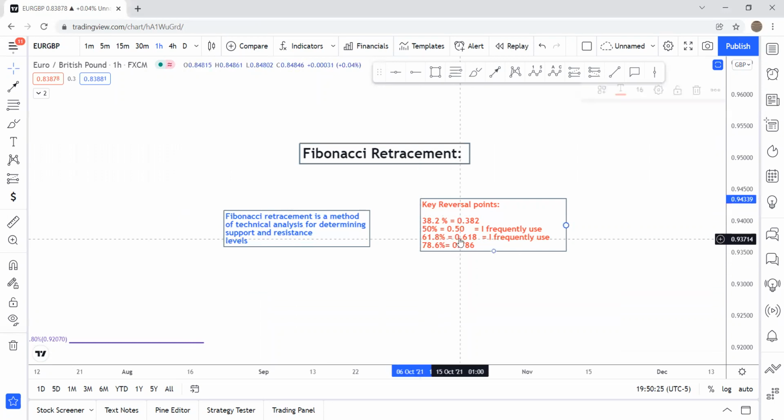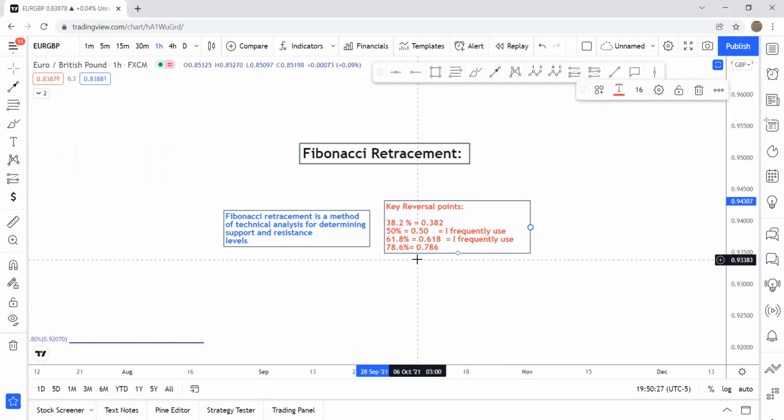Over here, I have some key reversal points. You guys can screenshot this. We have the 38%, or 0.382, 50%, 0.5, 61.8%, which is 0.618, and 78.6%, which is 0.786. And the two that I frequently use, guys, are the 50% and the 61.8%, right? So we're going to talk about that.